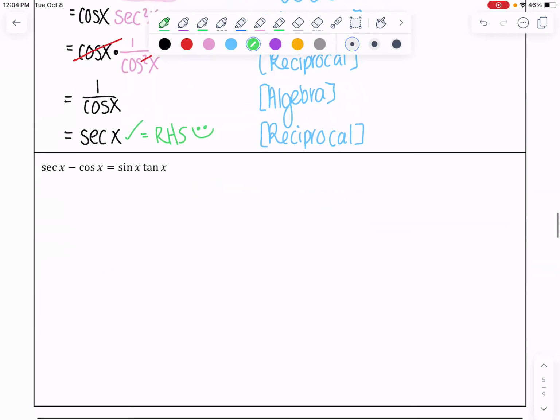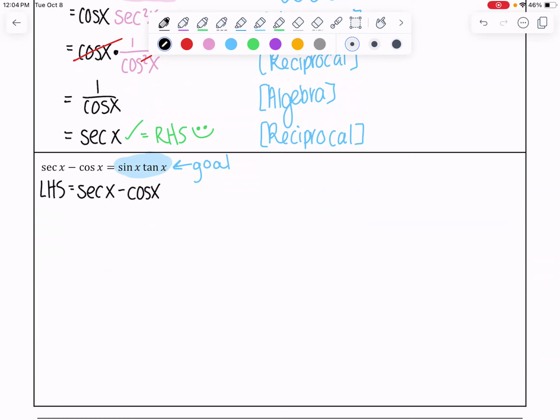Let's try again. So we have secant x minus cosine x. When in doubt, and I'm in doubt here, if I don't see a Pythagorean identity, my intuition is always going to be the same: turn everything into sines and cosines. Our goal is for this to turn into sine x tangent x. That's the goal. We're going to start with the left-hand side, which is secant x minus cosine x.